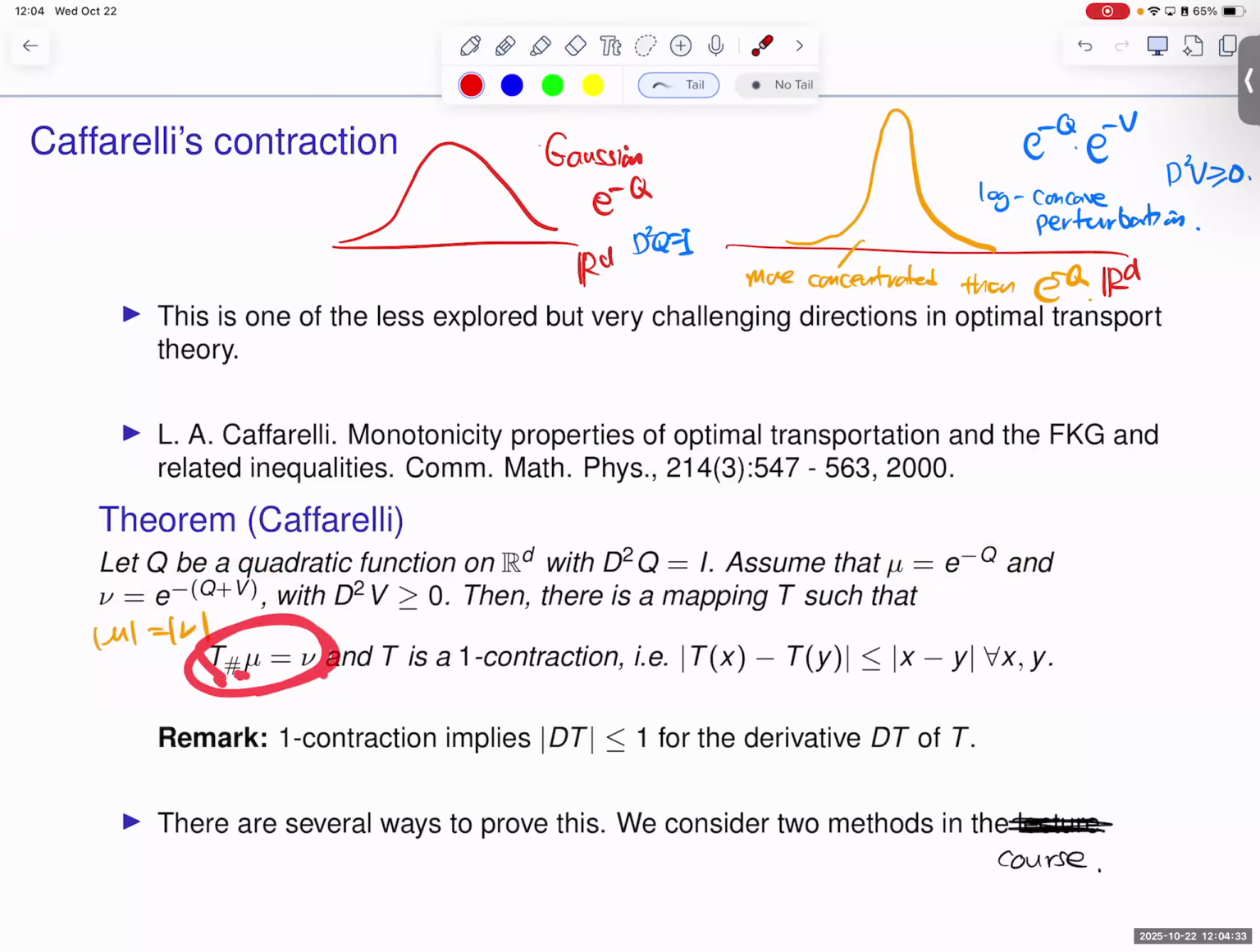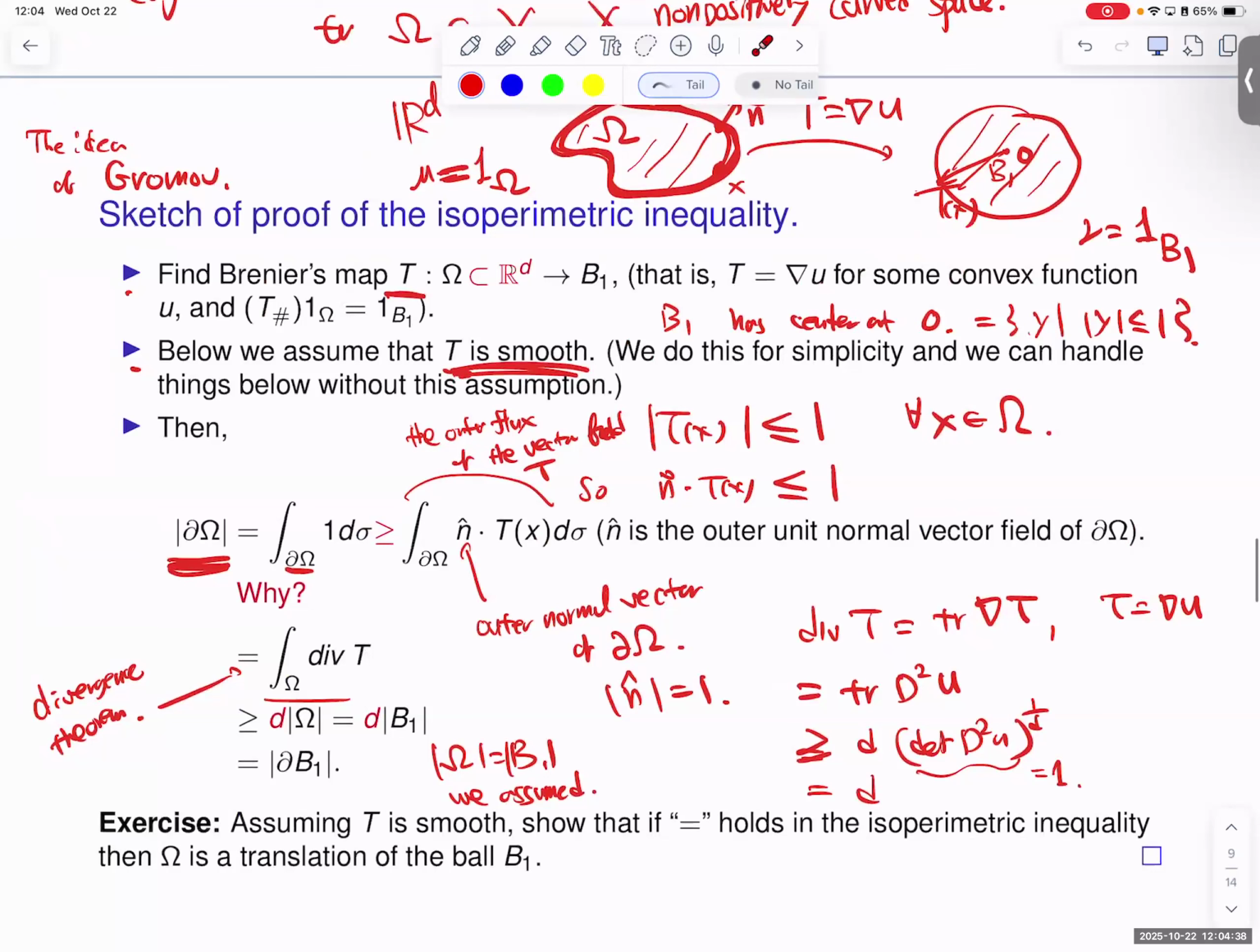But this is similar to the volume preserving property in the previous isoperimetric inequality case. In the previous case, the map has this volume preserving property, and then it has this additional property for its divergence, for its derivative. So the trace of the derivative of the mapping has some property. Then we were able to prove this isoperimetric inequality.